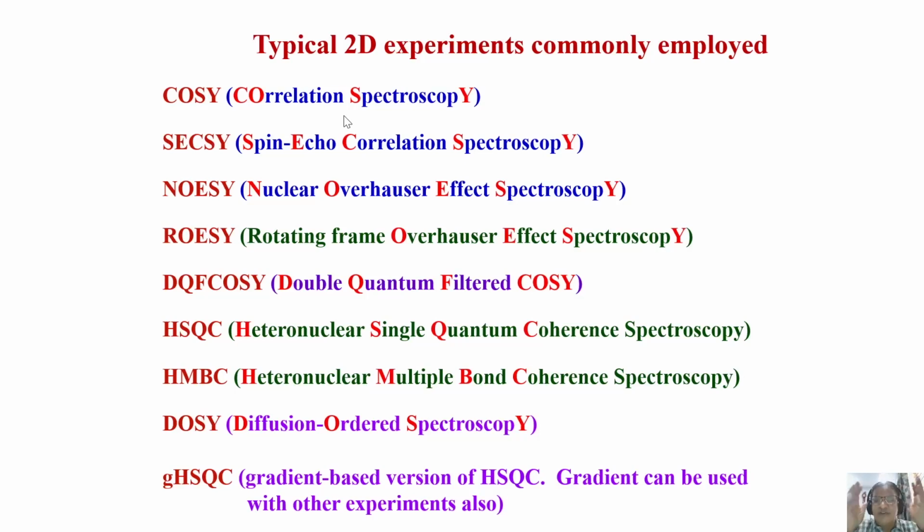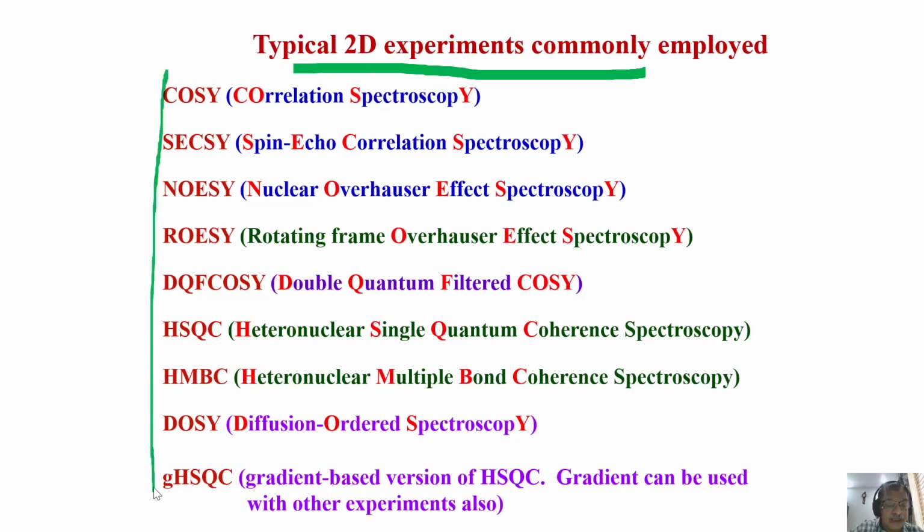Now there are a number of such experiments available. Just go to the literature and see any books on NMR. At least several hundreds. I can right now say about 200 to 300 types of experiments available, or even more, more than several hundreds. But some of these are commonly employed in the day-to-day analysis.